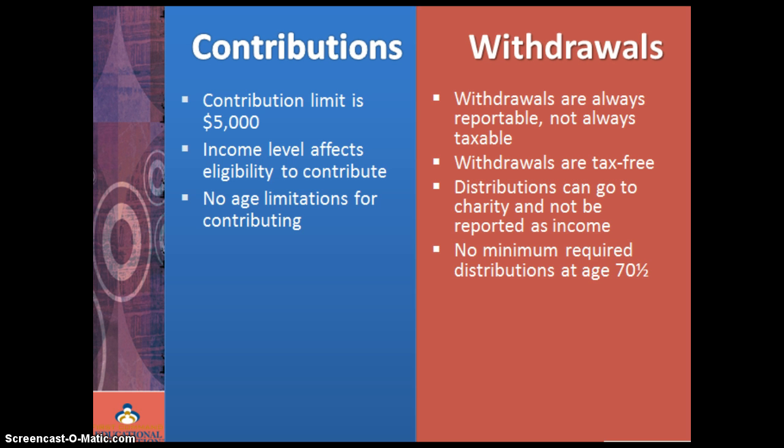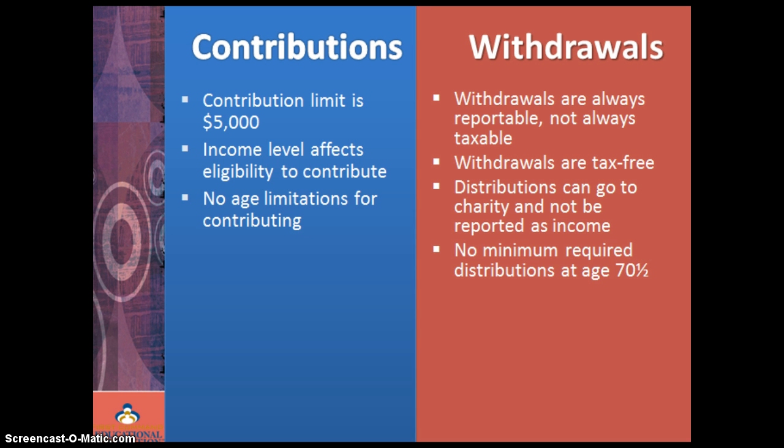Contributions and withdrawals. The maximum contribution limits change from year to year. The current limit is $5,000 for anyone under age 50, and folks age 50 and over can contribute an extra $1,000 per year. This applies if that person has attained age 50 by the end of the tax year. For most people, this is December 31st. There are certain income limits that affect a person's specific eligibility to contribute to a Roth IRA.